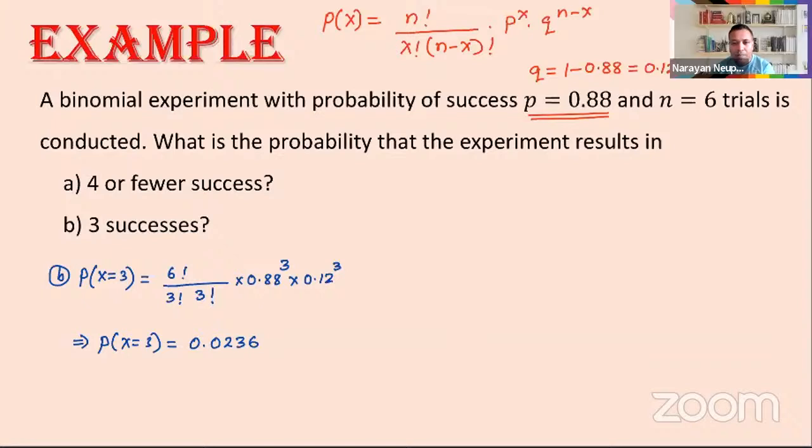Yeah, you got it right. That's correct. So that is the probability that x equals 3. So when the number of successes is 3, that is the probability. Now let's look at part A. I did B first.